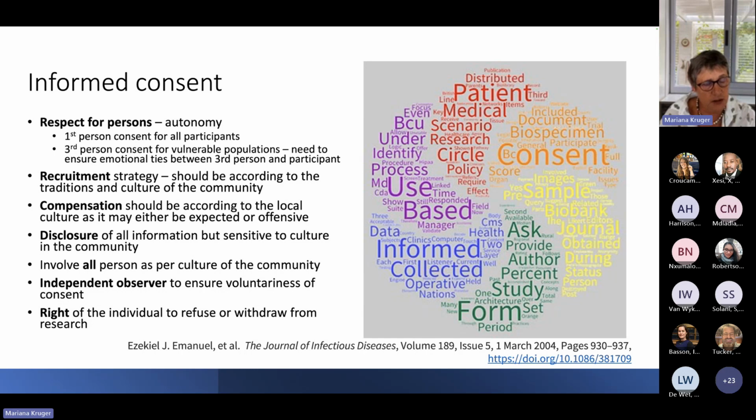Now, in the context of research, it's always a first-person consent that we're talking about, and it should be there for all participants. However, we may be dealing with persons that do not have the necessary capacity for whatever reason and are from a vulnerable population, where we may need a third-person consent. But then it's crucial from my perspective as an ethics review member or chair that there's an emotional tie between the third person and the vulnerable participant. Because if there's not an emotional tie, how do I really know that a third person's informed consent is really in the best interest of the participant?